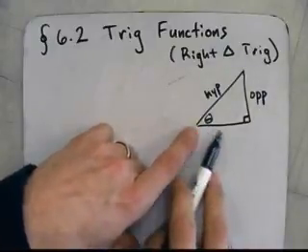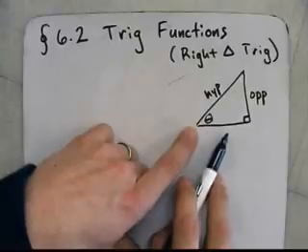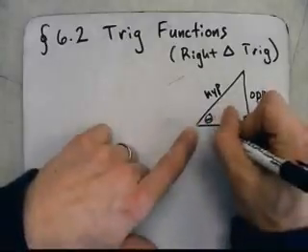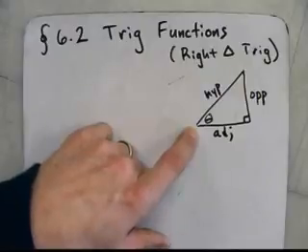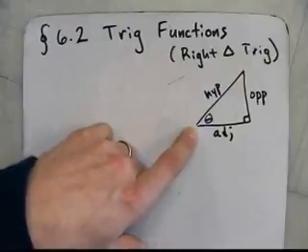The side that's next to my theta, another word for next to is adjacent. We're adjacent to each other. So I'm going to abbreviate and just write ADJ.